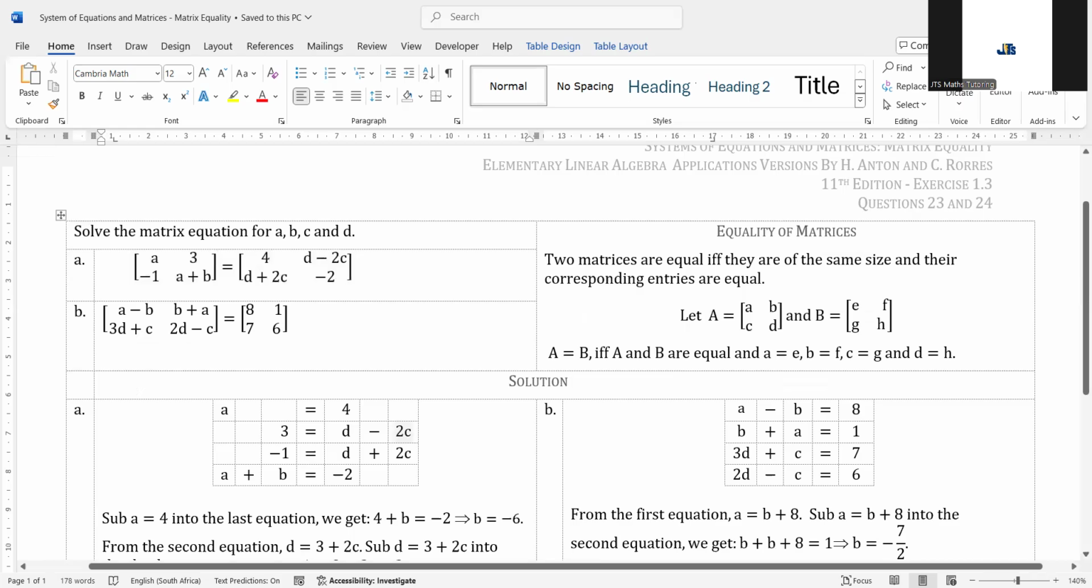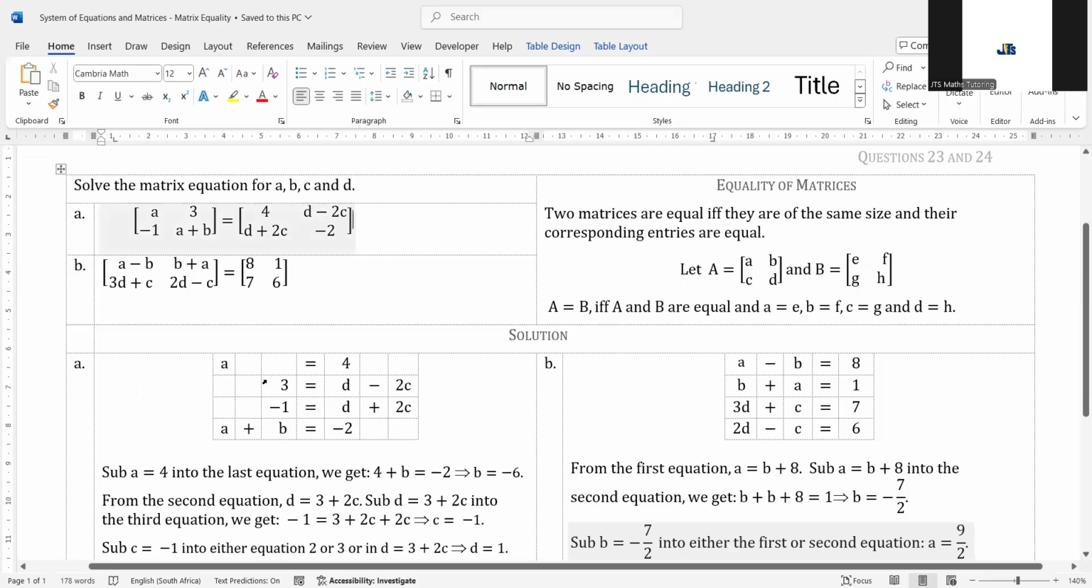Perfect. Find B. I'm just going to substitute in A is equal to 4 into this last equation. By so doing, I'll get B as minus 6. From my second equation here, I can make D the subject of the formula. All right. So D is equal to 3 plus 2C, substitute that into this third equation. By so doing, my C is going to be equal to negative 1.